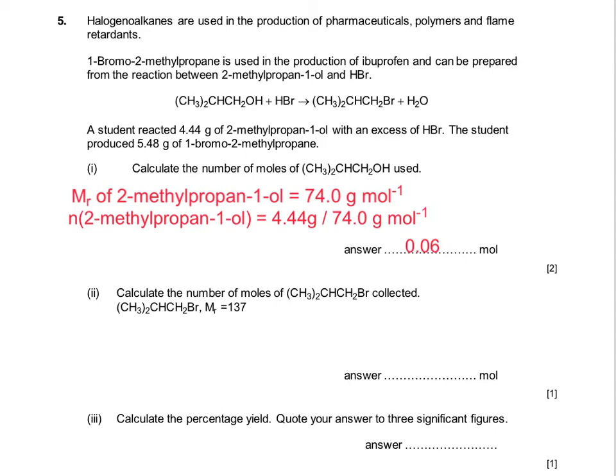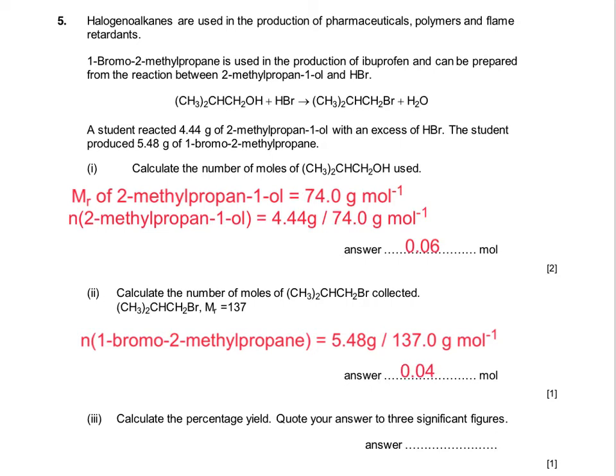So then it asks you to calculate the number of moles of 1-bromo-2-methylpropane collected. And again, they've given you the Mr. This time they've done you a bit of a favour. So it's only 1 mark here because you don't have to calculate the Mr. They give it to you, so that's why it's 1 mark for this and 2 marks for the other one. So here we're straight into moles equals mass over Mr. So you lay your working out like that, and that gives you 0.04.